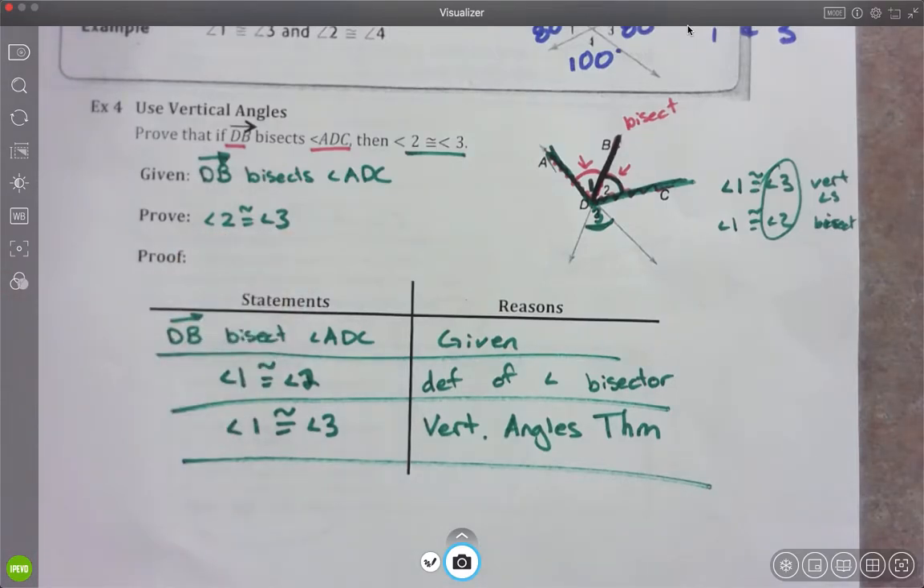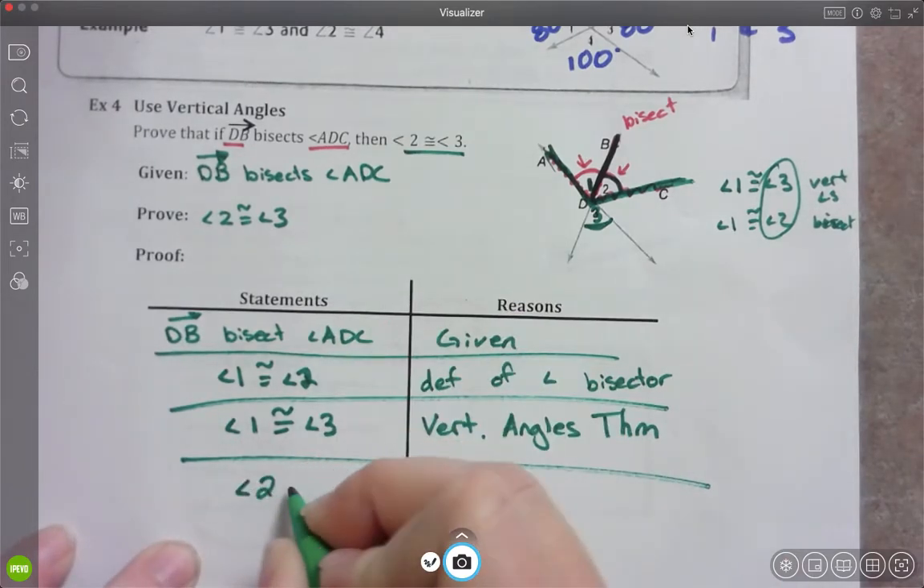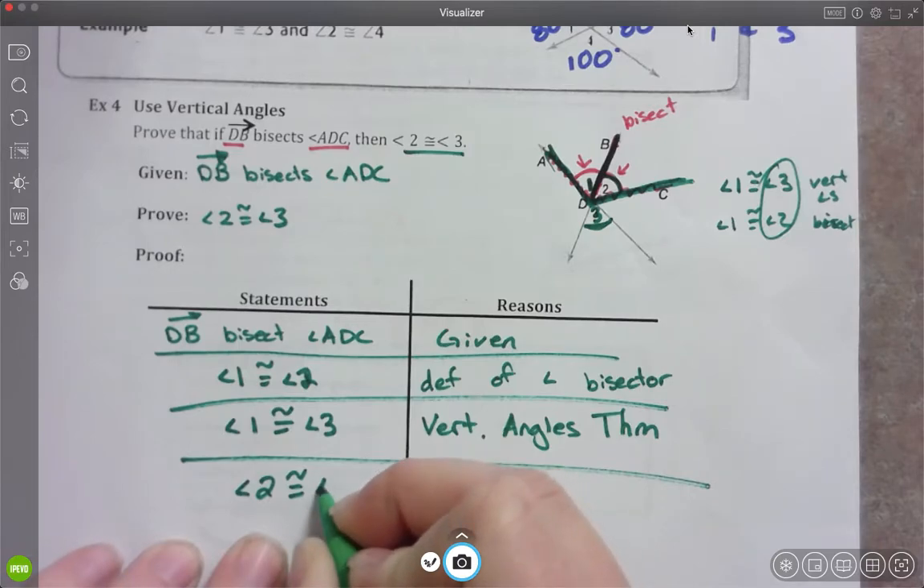Okay, now let's decide. Can we jump straight to that? Can we jump straight to 2 and 3 being the same? If 1 is equal to 2 and 1 is equal to 3, can we say that 2 and 3 are the same? Yeah, you bet we can. Angle 2 has to be congruent to angle 3. Now, how do I know that I can say that?